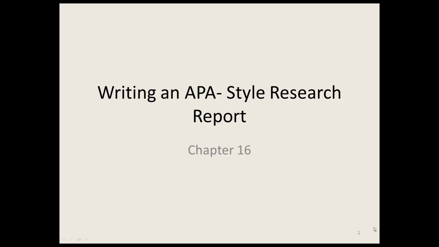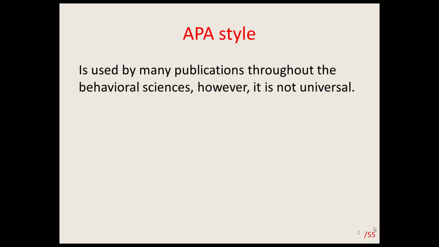Chapter 16, Writing an APA-style research report. This chapter is about how to write a research report using APA style. First, you need to know that APA is used by many publications in the field of education, psychology, and social sciences, but that's not the only style acceptable by a lot of journals. However, in this chapter, we focus on APA style mainly.